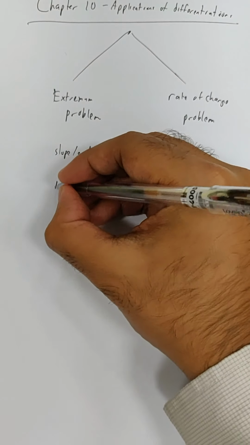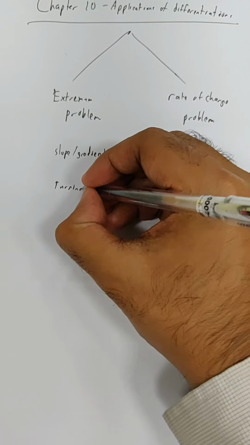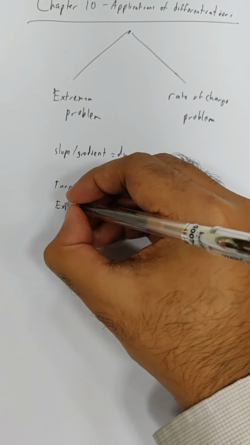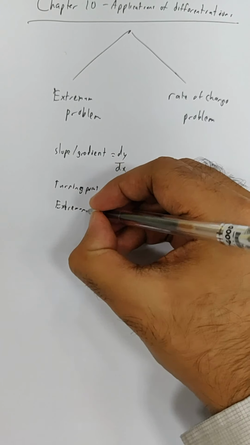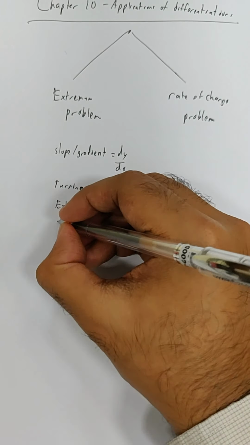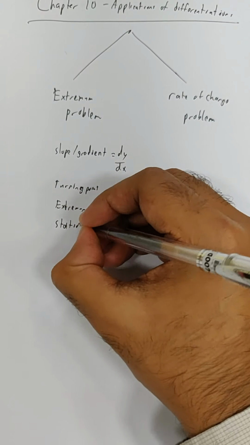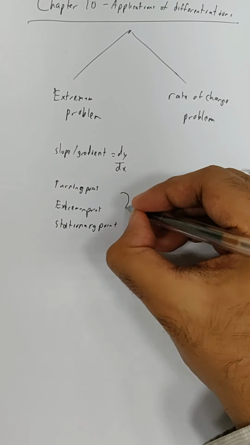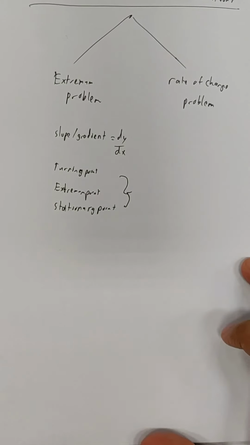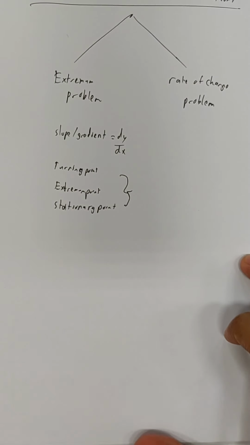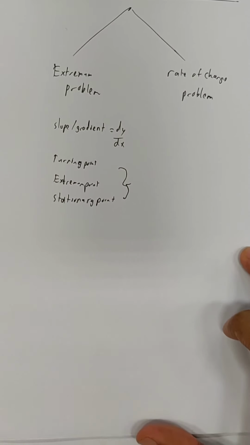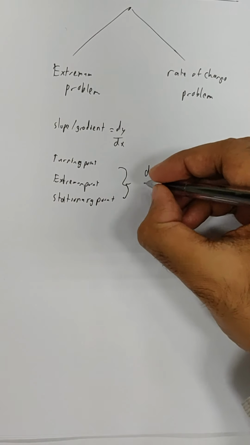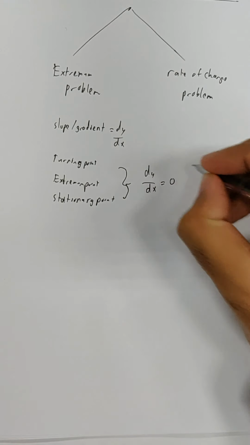What about turning point, extremum point, or stationary point? How do I put them in equations? It's where dy/dx equals zero.